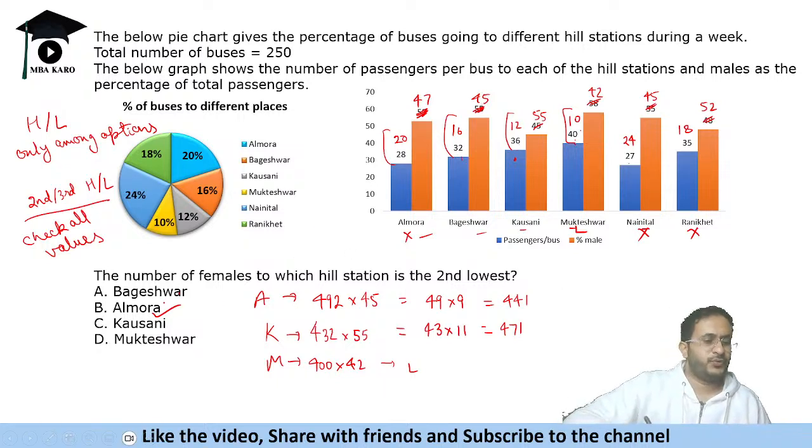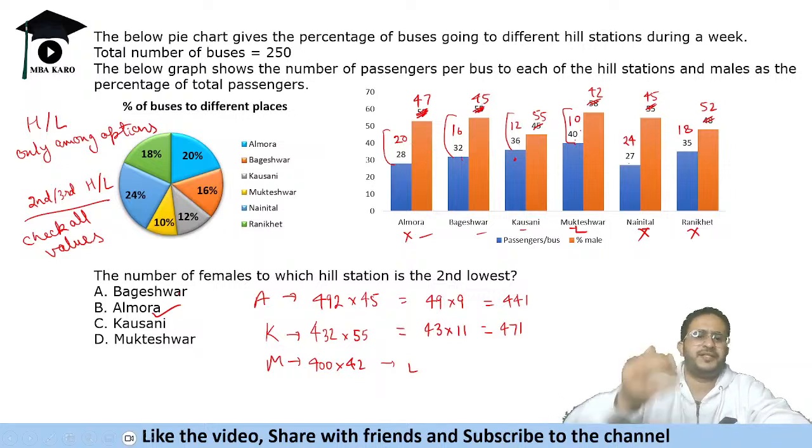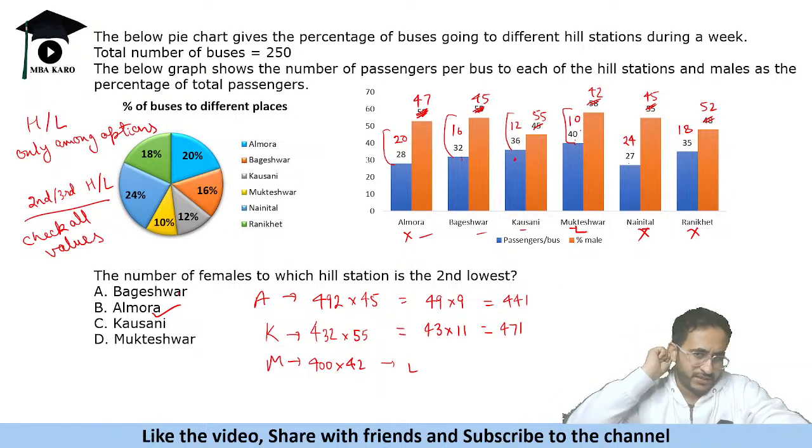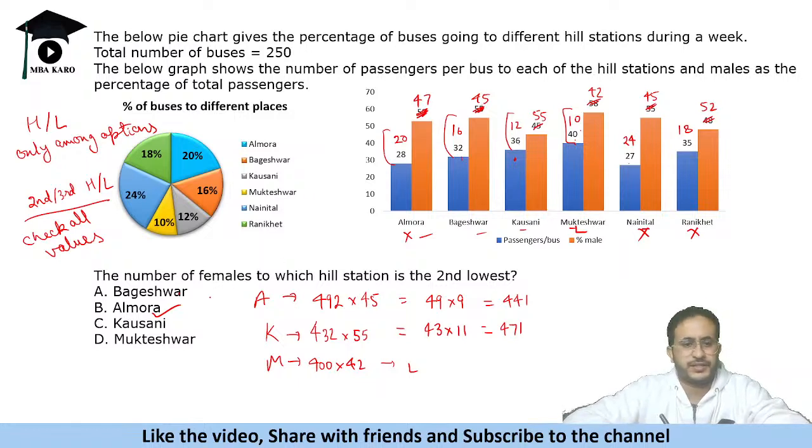Now even doing this thing took a lot of time for us. Okay, so advisable that skip such a question. Okay, that's the best alternative to attempting questions. Okay, so if you know how to attempt the right set of questions, you obviously tend to maximize the scores. Okay, so the answer will be Almora.